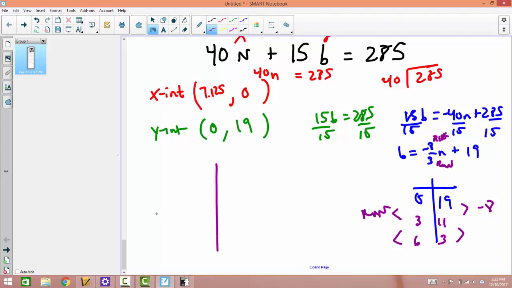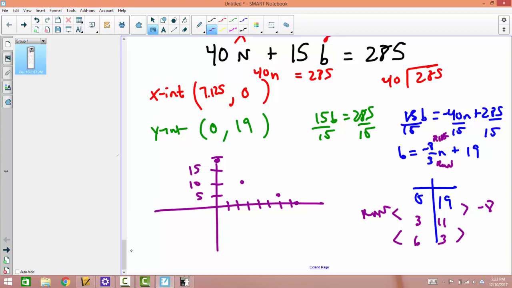Okay, so let's go ahead and plot this. 0 gives you 19. I'm just going to count by fives. It's going to be an approximation. And 3 gives you 11. And 6 gives you 3. And 7.125 gives you 0.